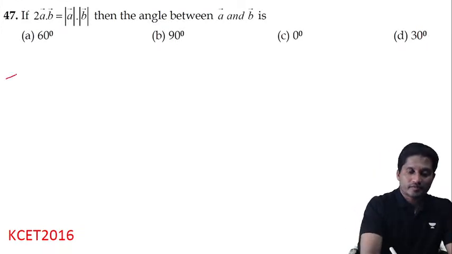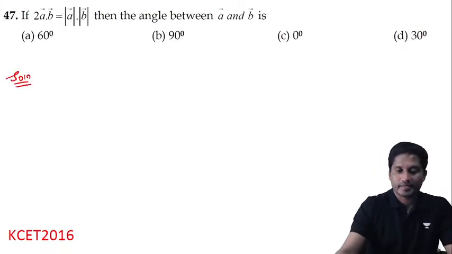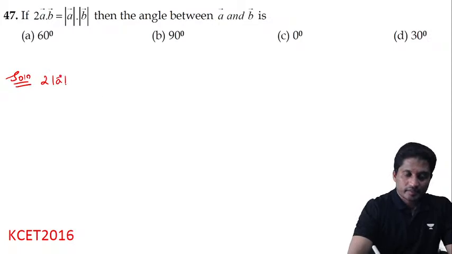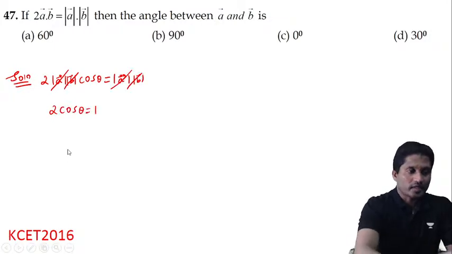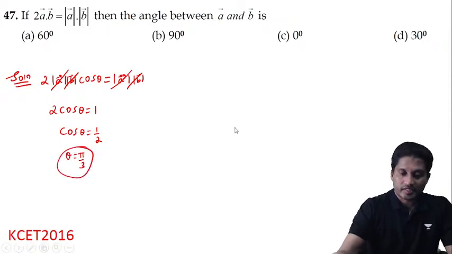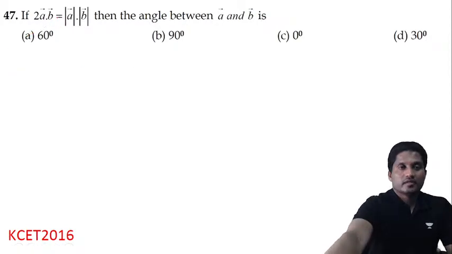Now listen. I'm supposed to find the value of theta, the angle between A and B. 2 times A dot B is equal to mod A into mod B into cos theta, which is equal to mod A mod B. Mod A mod B will cancel, so 2 cos theta is equal to 1. So cos theta is 1 by 2, which means theta should be pi by 3, because cos of 60 degrees is half. Answer is option A. Let's move to the next question.